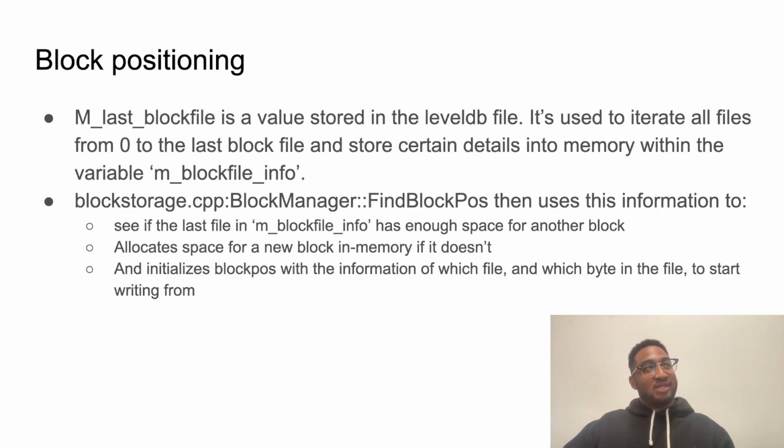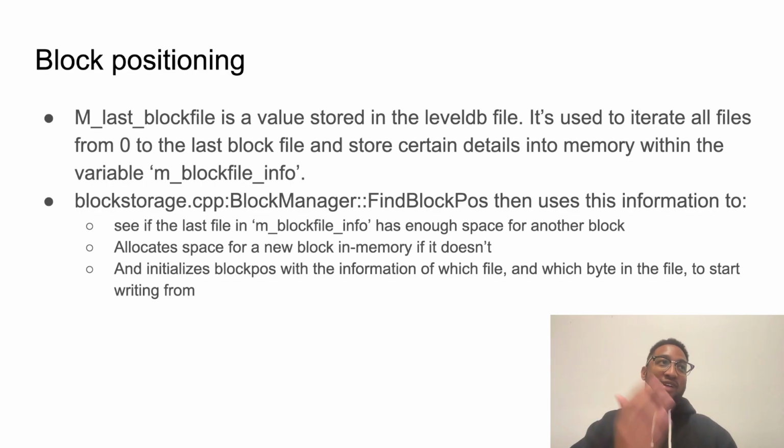Block positioning. So there's something called mlast block file. It's like a variable, a named piece of data in the code, and it's a value stored in the LevelDB file. So you store certain information in this thing called LevelDB, which is made by a very famous Google engineer called Jeff Dean. Maybe someone else also works on it, I forget, but he's a notable person because he was doing huge contributions, if not leading the project, for Gemini, which is the latest model coming out. So, a fun fact.